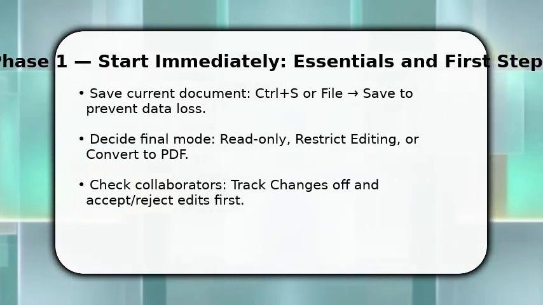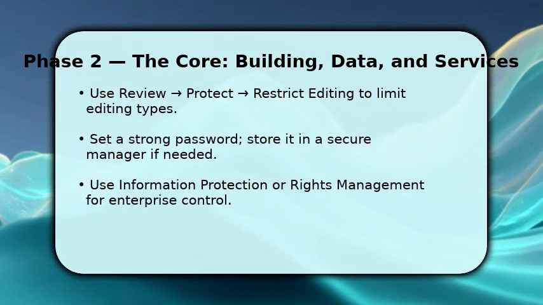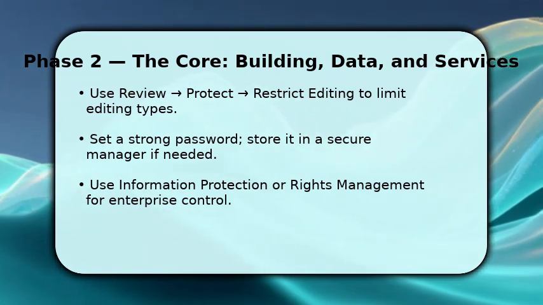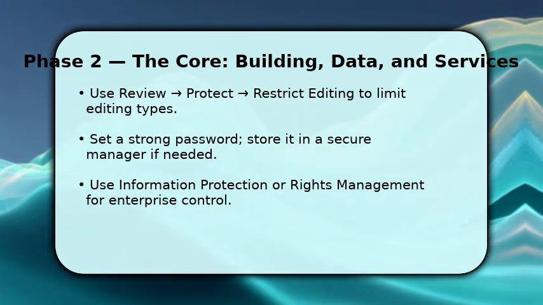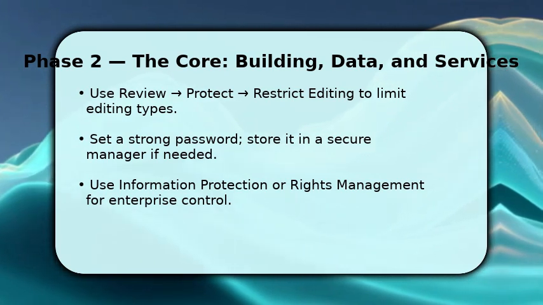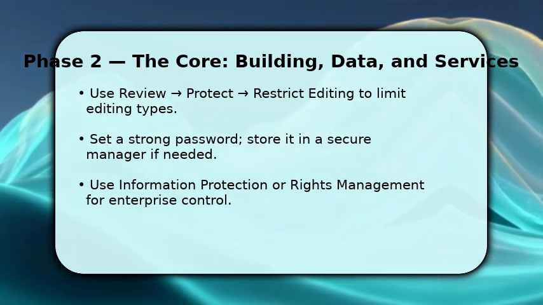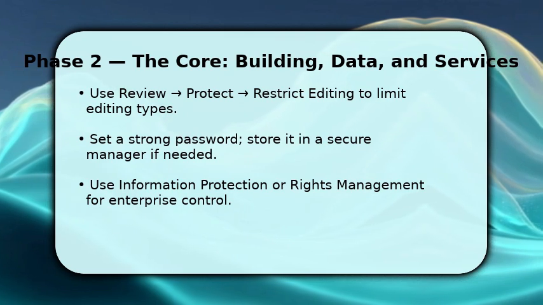You now apply protection. Open Review, choose Restrict Editing, and select the precise limitations, filling forms only, no changes, or track changes only, because broad rules avoid mistakes. Once set, enter a password when prompted and write it down securely. Without it, you can't reverse protection.